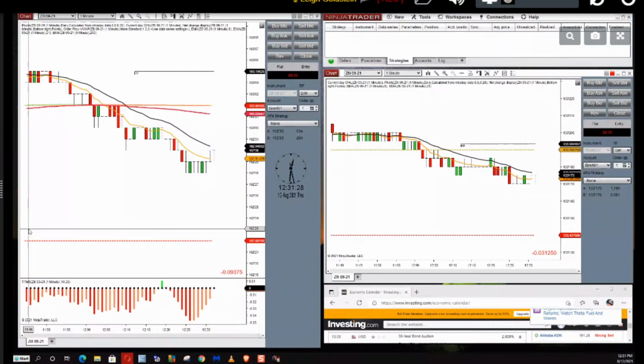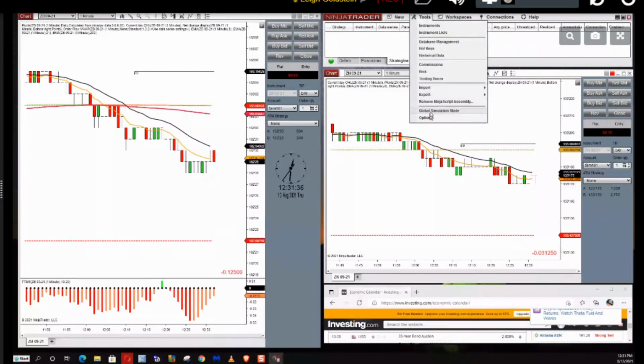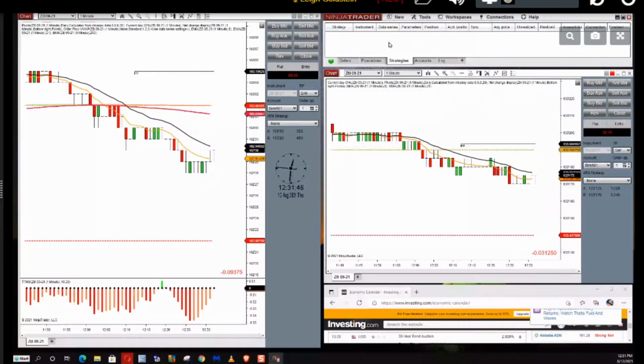Absolutely good advice, Jeff. Check under tools. Make sure global simulation is not checked. Global simulation unchecked. Okay. Make sure your chart, believe it or not, is on the right instrument. All right.